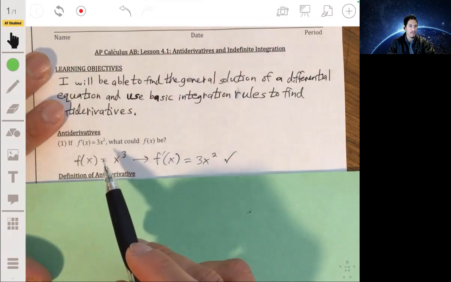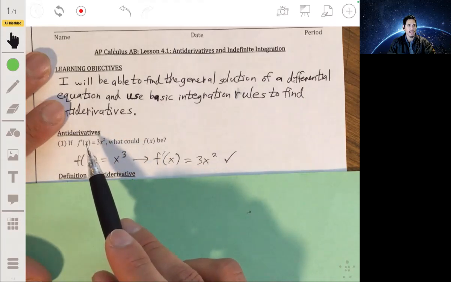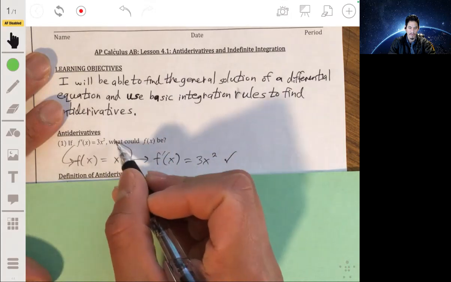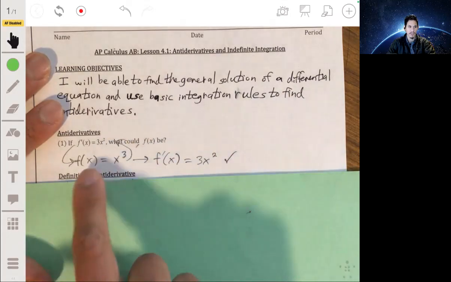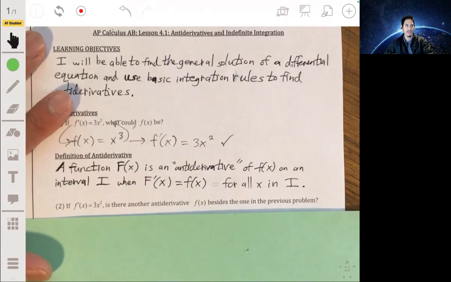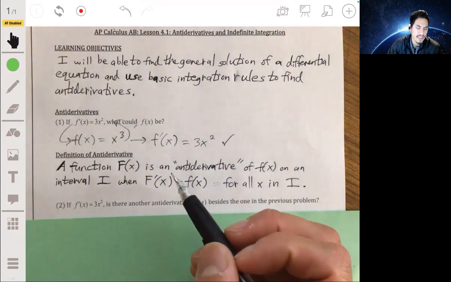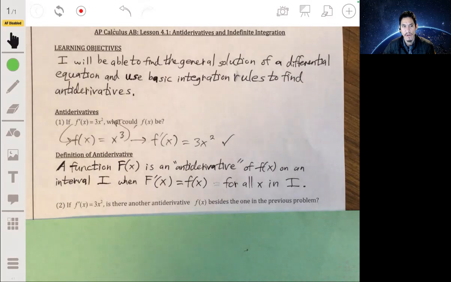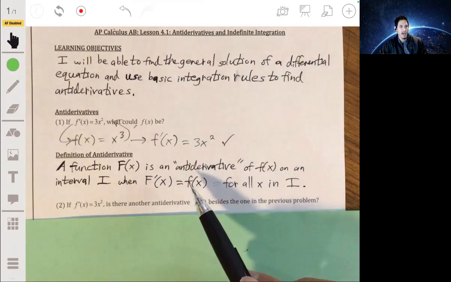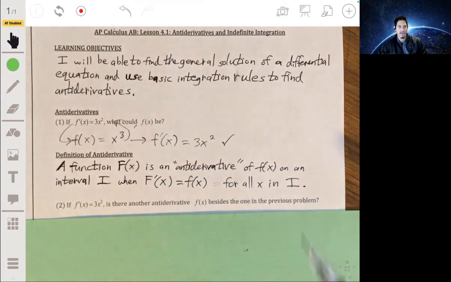So this is essentially called an antiderivative of f prime of x, because instead of taking the derivative of this to get this, we take the antiderivative, meaning that if we take the derivative of this, we should get this. So this is called an antiderivative. Formally, we define an antiderivative to be another function, and we traditionally use capital F of x to represent an antiderivative. That's how most textbooks will represent it. So a function capital F of x is an antiderivative of f of x on some interval I when the derivative of capital F of x is equal to f of x for all x in that interval I.